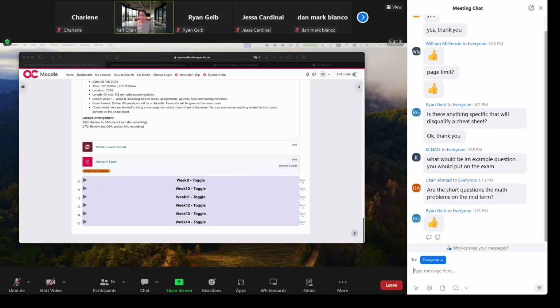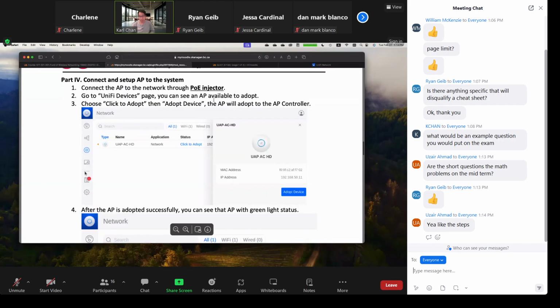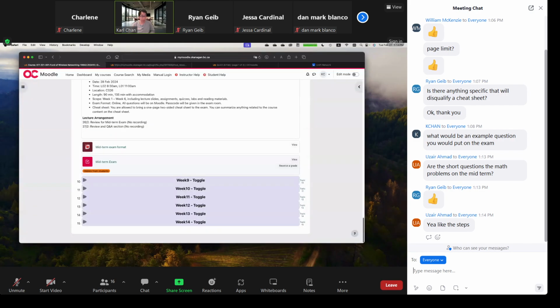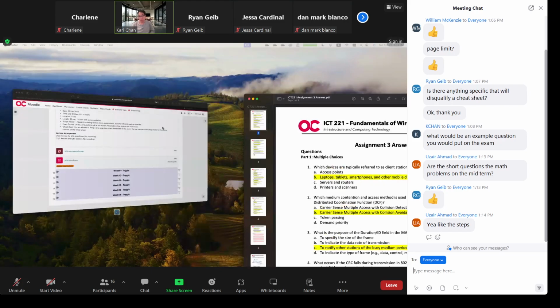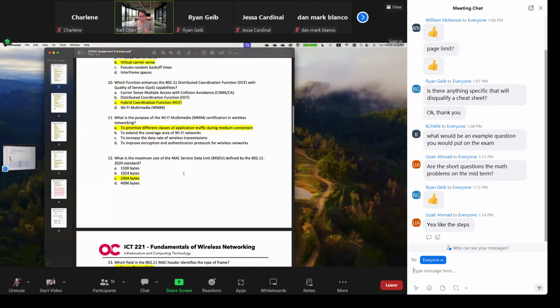Okay, any questions? Are the short questions the math problems on the midterm? What do you mean? Do you mean that you need to do some calculation steps, or just be asked the calculation and give the answer? Okay, I actually forgot what I said about the short questions, but most likely either short questions or long questions will require steps, requiring you to give more detail about the calculations.